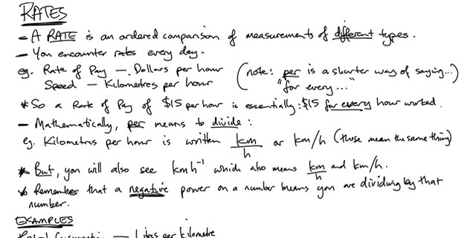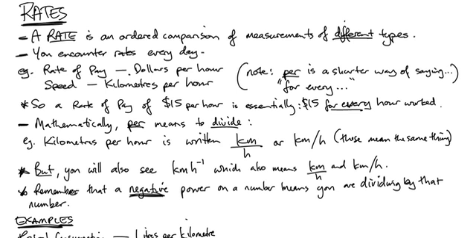Alright, the next topic. A rate is an ordered comparison, so the order is very important, it's very specific, of different measurements of different types. So you encounter rates every day. For example, rate of pay comes in dollars per hour, okay? Speed, you experience that getting to school, measured in kilometers per hour, okay?